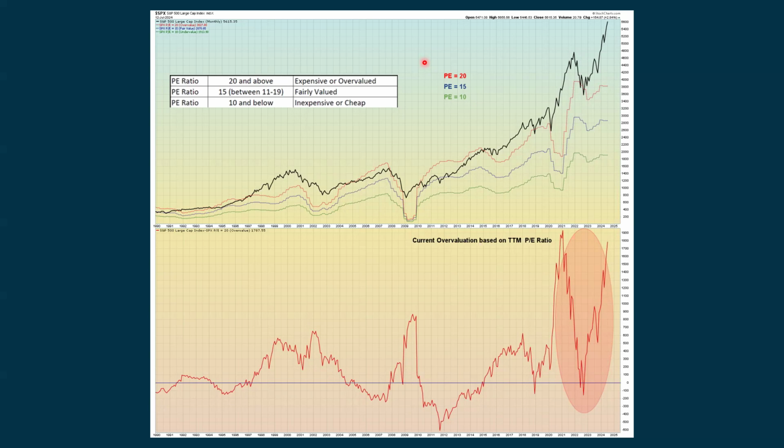And when we get really expensive, we have a PE ratio of 20 or above. When we're right around that 15 level, that's a PE ratio that's considered to be fairly valued. And when we get down to around 10 or below, the market is considered to be inexpensive or cheap. And we've been expensive now for quite some time, for many years, and this can go on for a long period of time. And so from a timing mechanism, we don't use this.